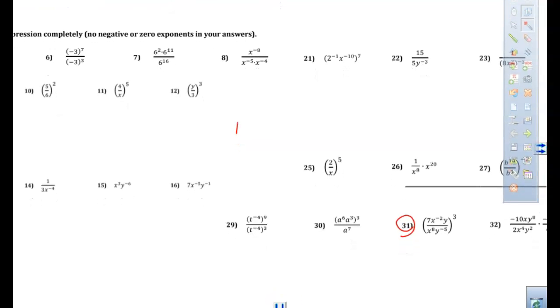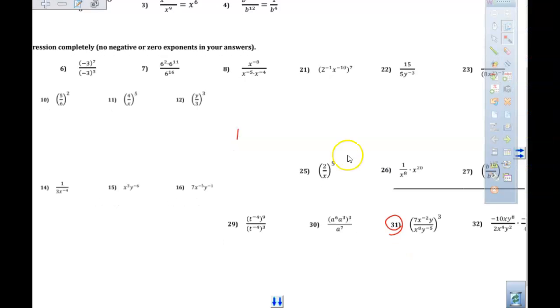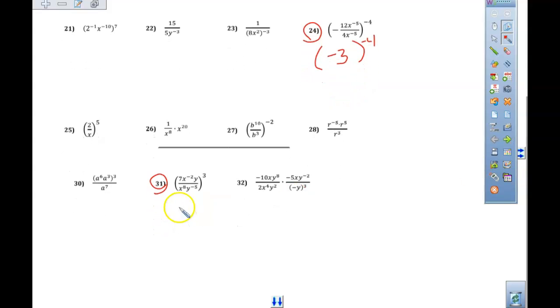So as I look at number 31, the first thing I'm going to notice is that I have this all to the third power. One of the things I might want to do is simplify that. I already have a 7, and I have this x to the negative 2. If it's a negative exponent, to make it positive, we take the reciprocal, right? So I'm going to keep the x to the 8th down here, and instead of subtracting those, I'm going to move the x to the 2nd.